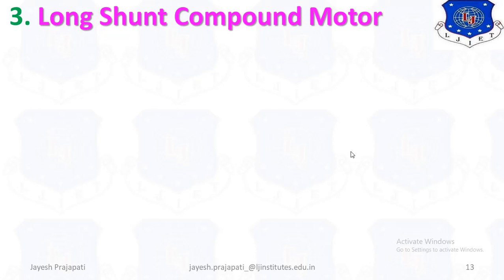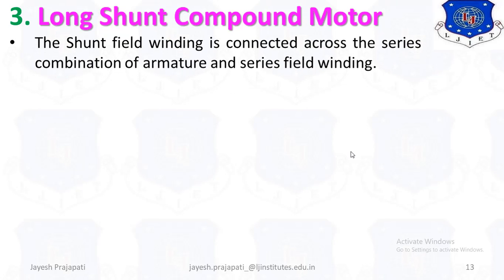Now in this long shunt compound DC motor, as per the name long shunt, the shunt field winding is connected as a long connection. The shunt field winding is connected across the series combination of armature and series field winding. So here you can see the shunt field winding and series field winding. So the field winding is divided in two parts, series and shunt. So the shunt field winding is connected across a series combination of armature and series field winding.